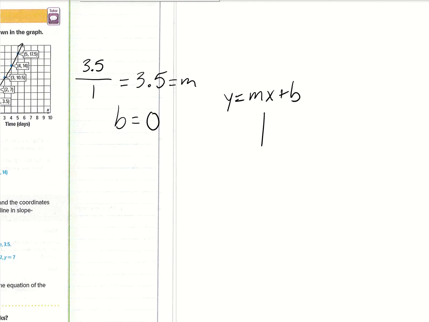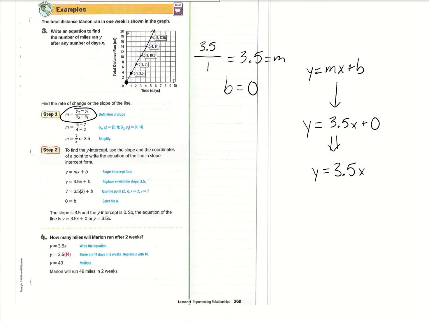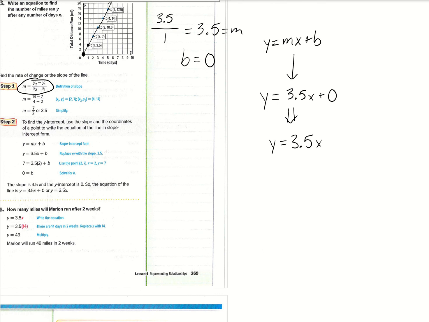Okay, so now we just need to plug in. Remember, y and x stay the same, so we're going to be left with y equals our slope, which is 3.5 times x plus our b, which is 0, so plus 0. And then that is the exact same thing as y equals 3.5x if you just want to leave it without the plus 0. All right. So yeah, that's really it for example 3. Hopefully we remember that as well.